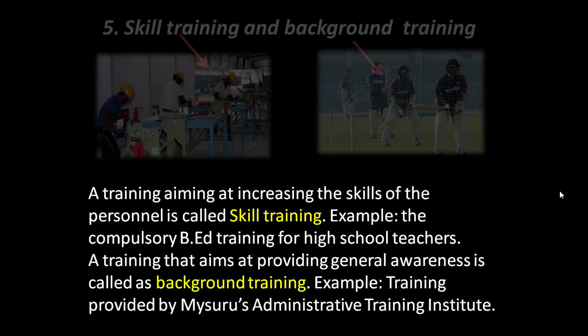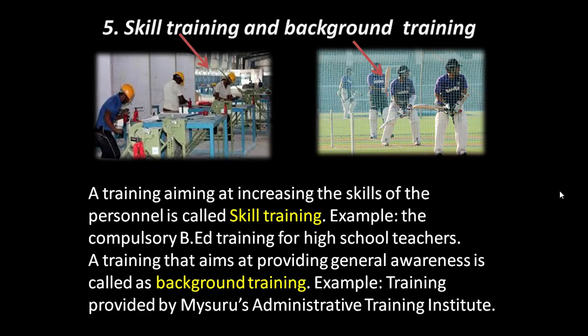And the next one, skill training and background training. A training aiming at increasing the skills of the personnel is called skill training. You can identify it in the picture. For example, the compulsory training for high school teachers. Whereas the training that aims at providing general awareness is called background training. For example, the training provided by the Mysuru Administrative Training Institute. So these are skill training and background training. These are the types of training.